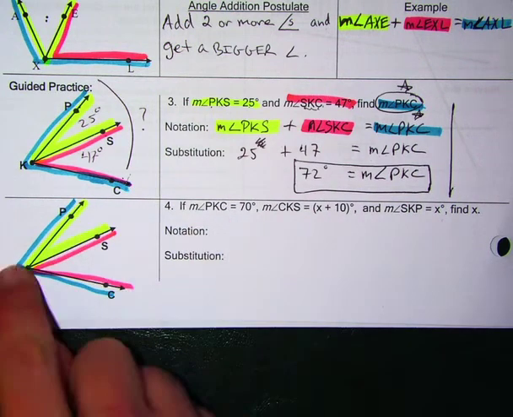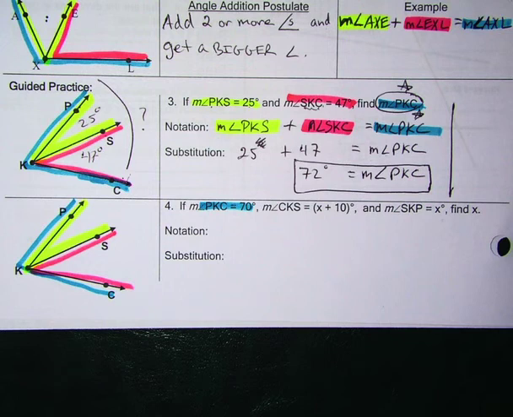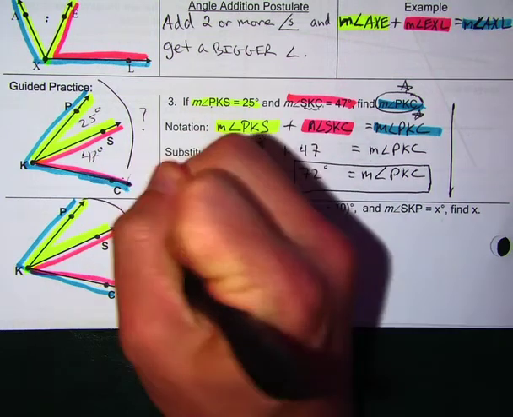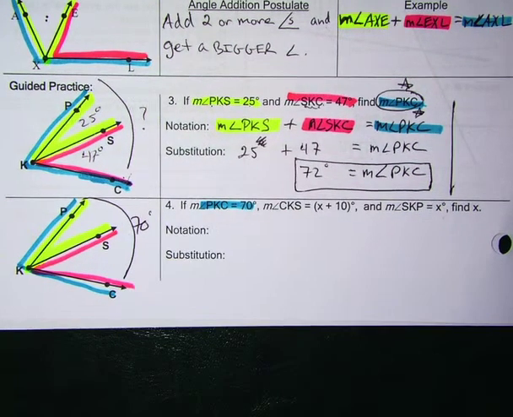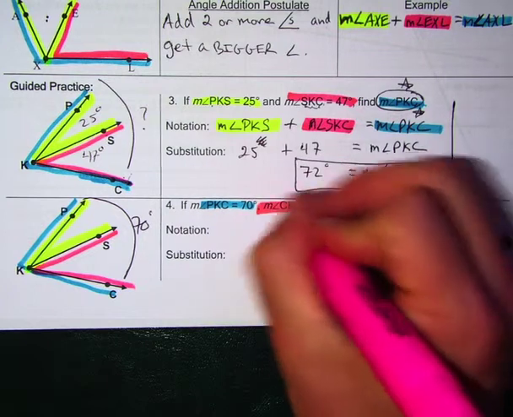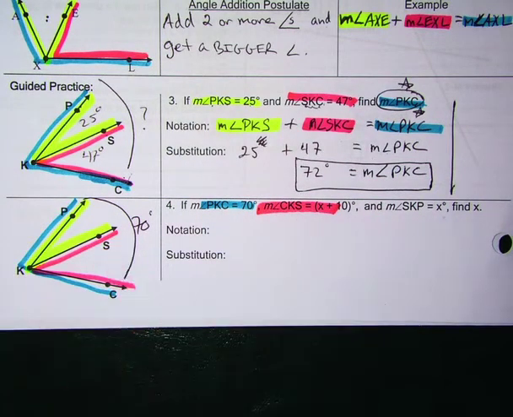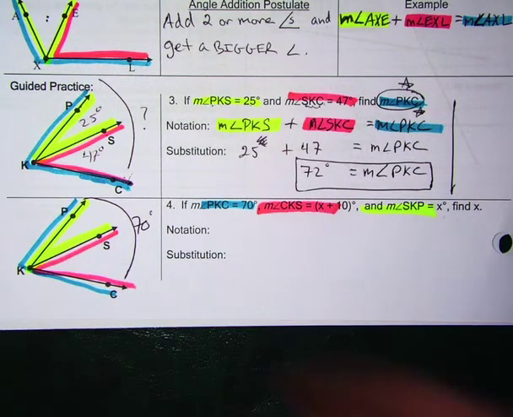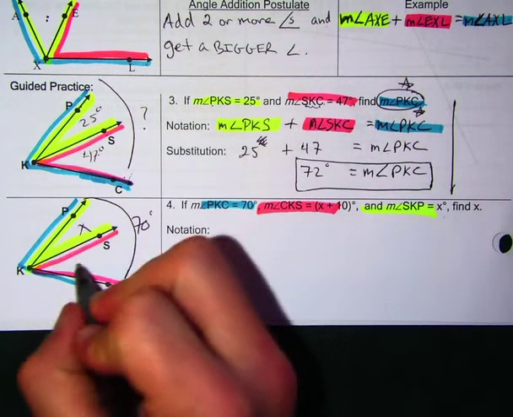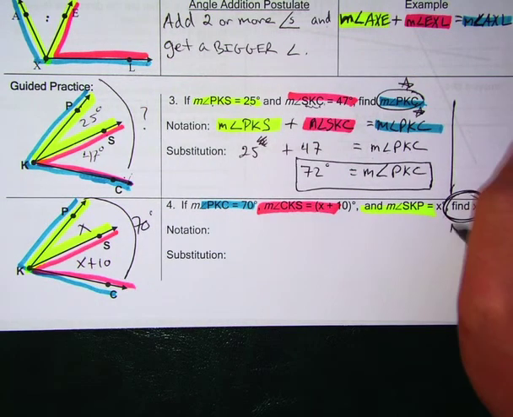PKC is blue here. So this entire thing is 70 degrees. CKS, C to K to S is pink, and this last one is yellow. So I have to be very careful when I annotate that I put things in the right spot. My find is just x this time.